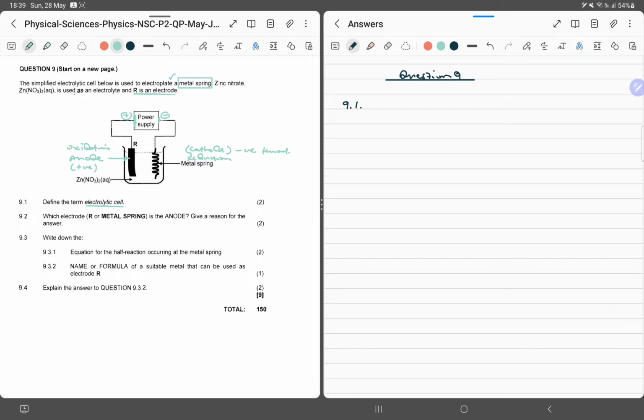An electrolytic cell is a cell where electrical potential energy is converted to chemical potential energy. Or we can say it is a cell which uses electrical energy to drive a chemical reaction. There's plenty of ways you can phrase this depending on how best you understand it.